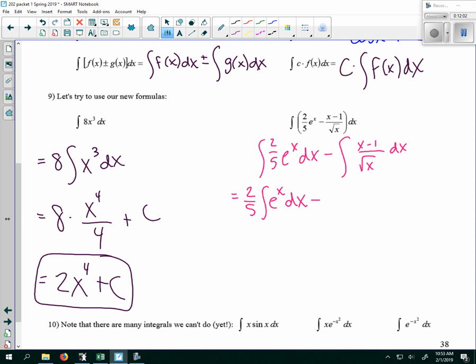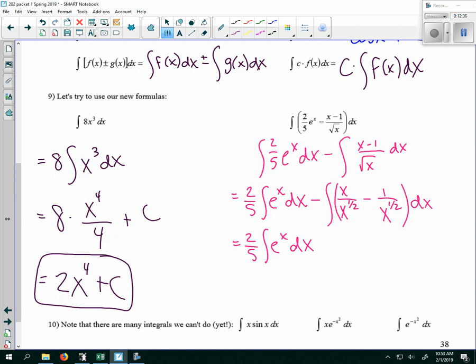I'm going to do two things at once here. First, I'm going to put my square root of x under each piece of the numerator. I'm going to break that into two fractions. And I'm going to rewrite square root of x as x to the 1/2. So this is going to be the integral of x over x to the 1/2 minus 1 over x to the 1/2 dx. Okay, I'm not doing anything to this first piece yet.